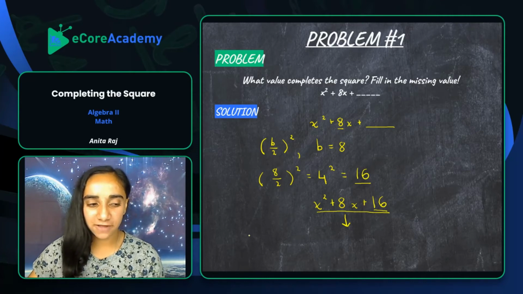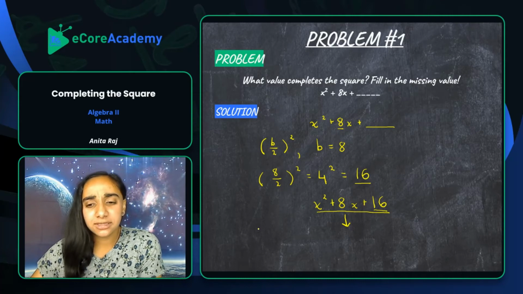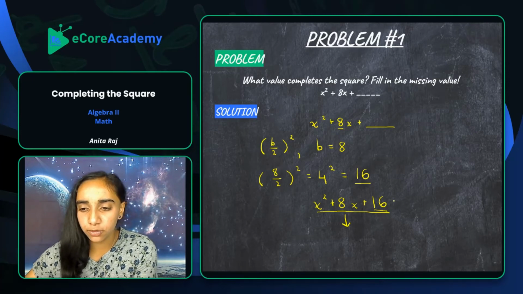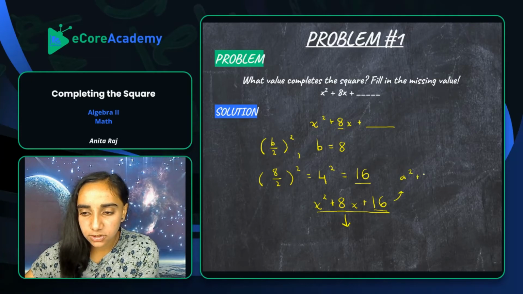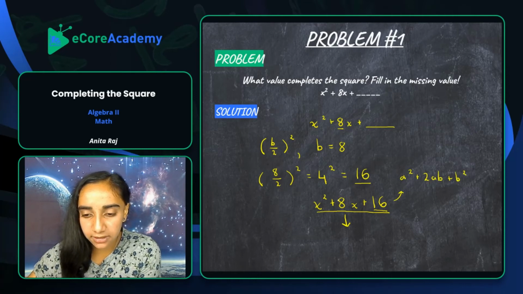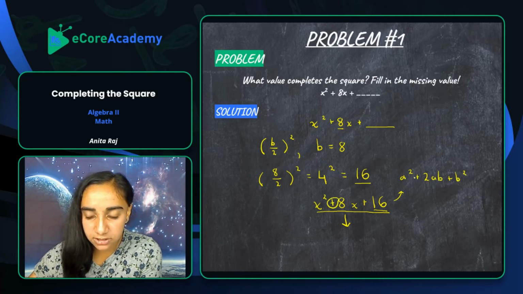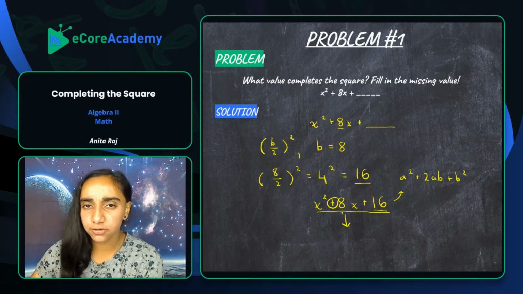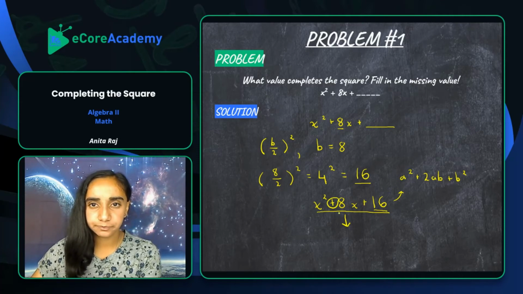So if I was trying to factor this, I want you to take a second to think about how I would factor this. Remember, this is a perfect square trinomial in the form a squared plus 2ab plus b squared, because this sign right here is positive, so that's why we get the plus 2ab. So think about it for a second. How would we factor this perfect square trinomial?